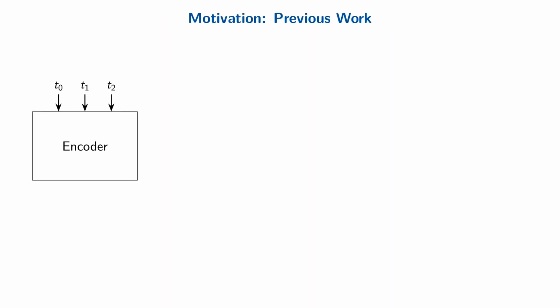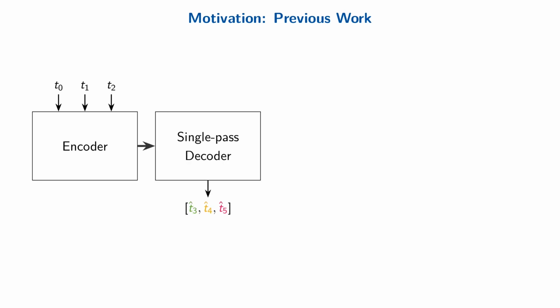Previous work on this task commonly uses an encoder, which takes in the historical agent trajectories and the road layout. A single-pass decoder then outputs the full future trajectory in a single step. This approach does not allow updating relations to nearby scene elements during the decoding process, which limits the scene context for far future predictions.